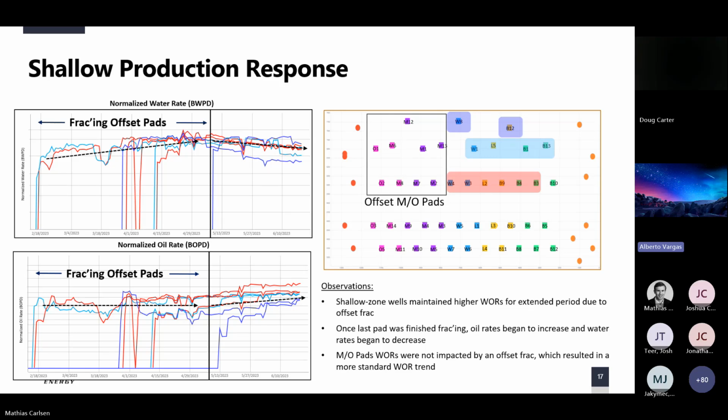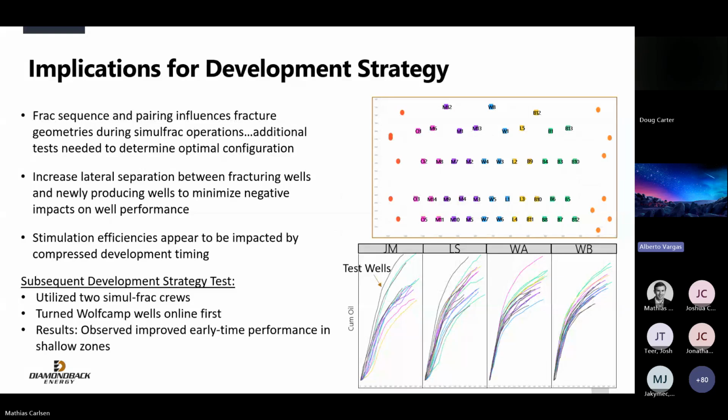So there's a clear demonstration that the frac well and the producing wells are in communication. Lastly, through this study, we realized that frac sequence and pairing could significantly influence our fracture geometries during simul-frac operations. Another thing is that if you increase the lateral distance, it improves the well performance. Compressing the timing reduces the well stimulation efficiency.